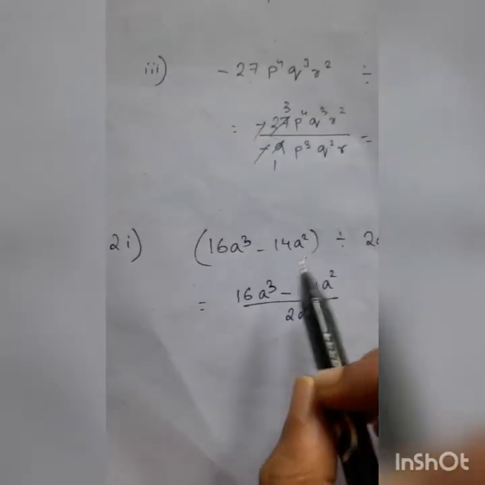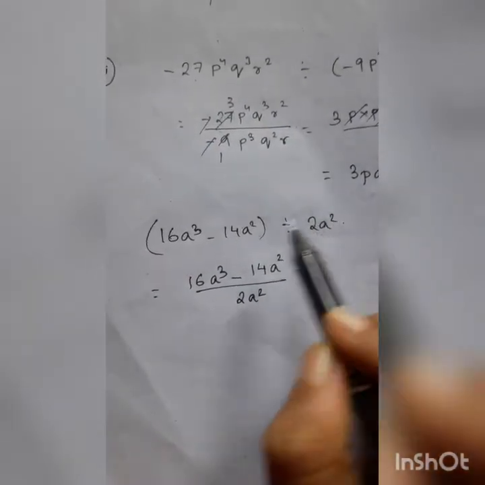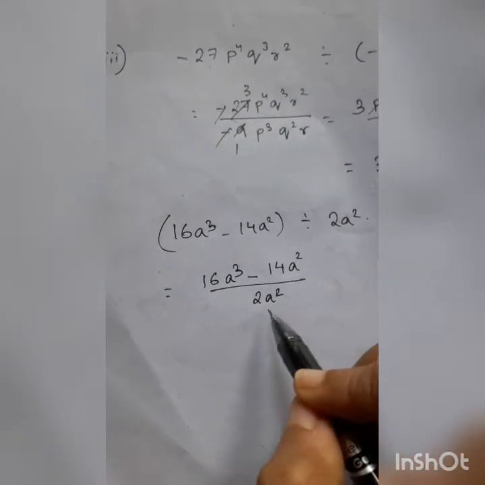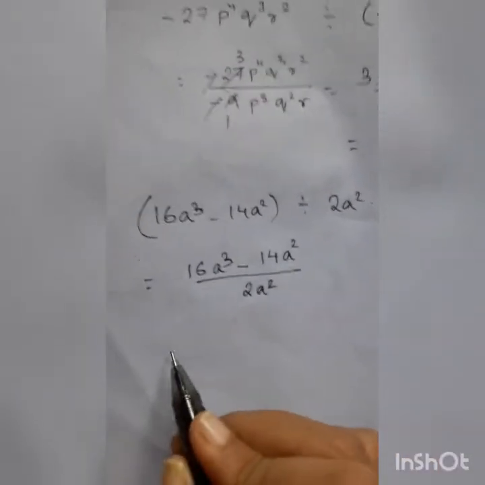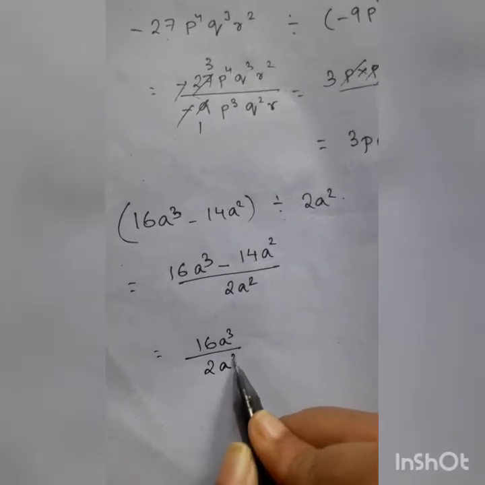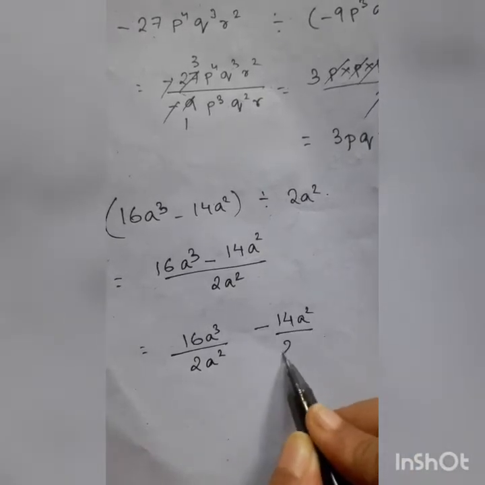In number 2 part 1, we have 16a cube minus 14a square divided by 2a square. That is a monomial dividing a binomial. So 16a cube minus 14a square by 2a square. See how you will do. 16a cube by 2a square minus 14a square by 2a square.